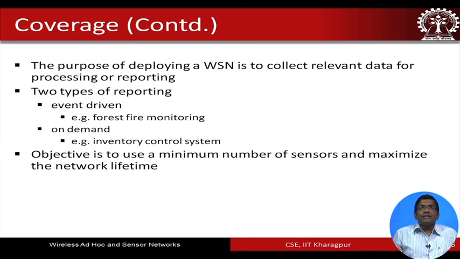So, the objective is to use a minimum number of sensors and maximize the network lifetime. We have an area of interest, we want to deploy the sensor nodes, we want to have event driven communication, we want to have on demand communication and sensing of the region of interest, etc.